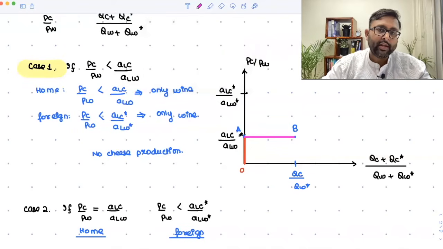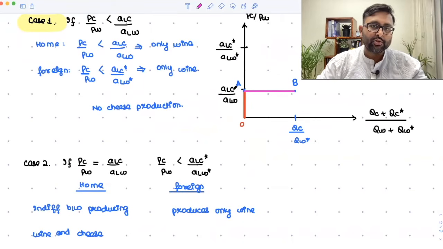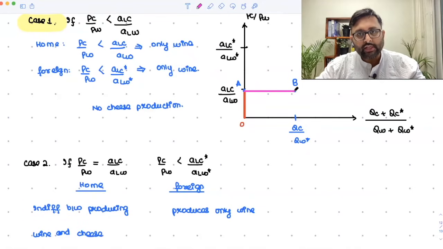So when will you be at point A? Home is indifferent between producing cheese and wine. So foreign is definitely going to produce wine only. So foreign is producing wine here. Home is also producing wine. You are here at point A. Home can also produce all wine here. But supposedly home produces all cheese and foreign is still producing all wine. Foreign has to produce all wine in this case. It doesn't have a choice.